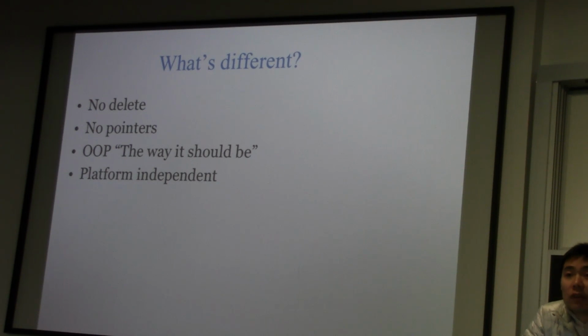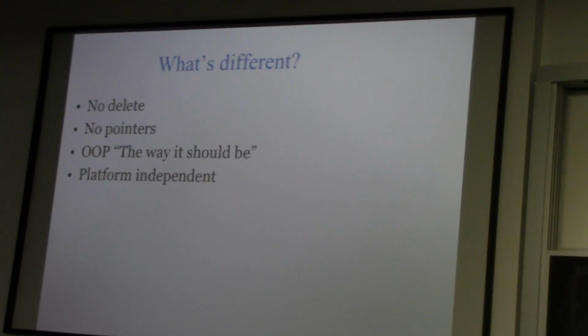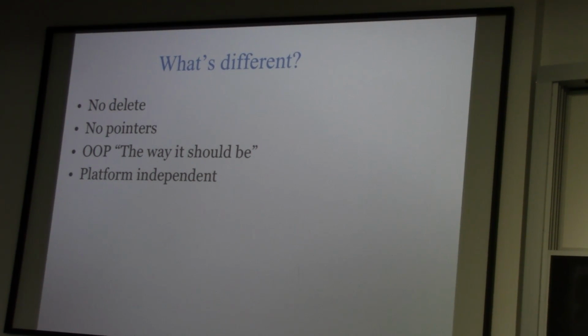Okay? So what's different? Different meaning, what's the difference between Java and an object-oriented programming language like C++? There's no delete, there's no pointers, and object-oriented the way it should be. I do not necessarily agree with this statement, but a lot of people feel Java is better, quote-unquote better, in terms of the support for object-oriented programming.